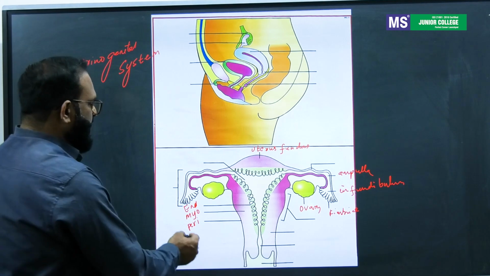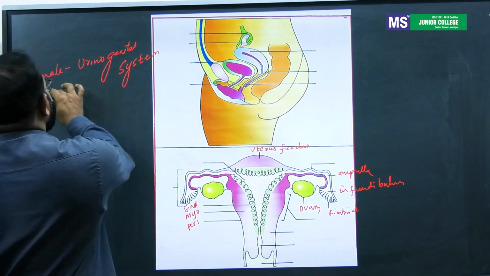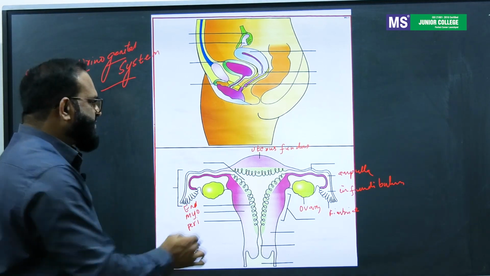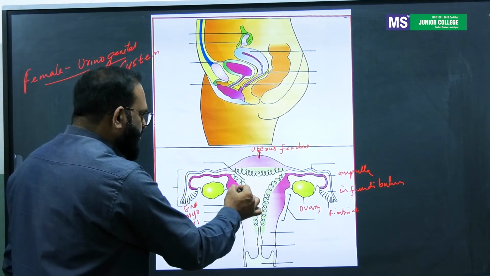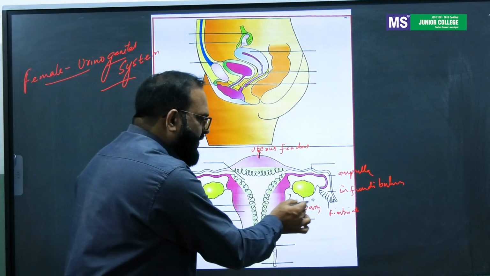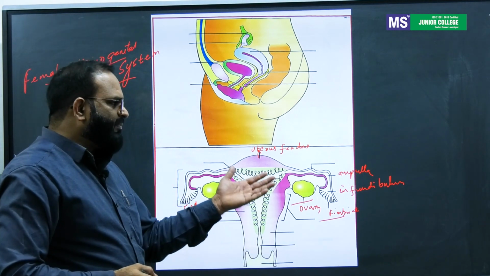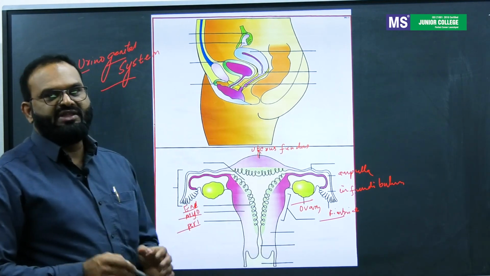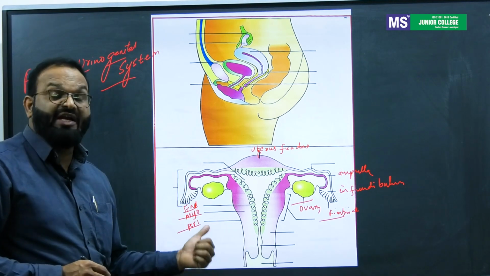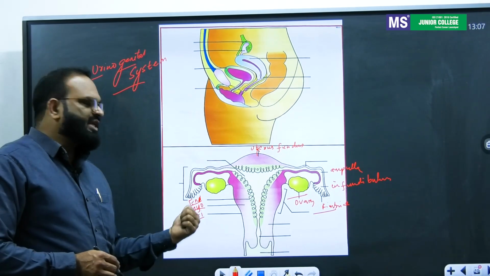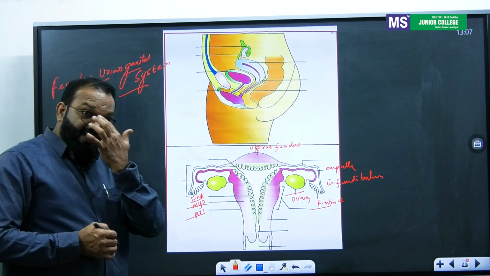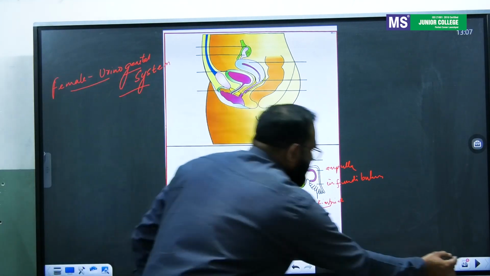Next chart, female urinogenital system, students. Any one diagram you can choose, but draw neatly. Right, students? Uterus fundus, uterus, and all the 3 layers: perimetrium, myometrium, endometrium, ovary, fimbriae, infundibulum, ampulla, isthmus. These are basic labelings that everyone can write, students. And see, the diagram is already displayed on the chart. You can use these colors, or you can use your preferred colors, but make the diagram attractive, students. Next chart.